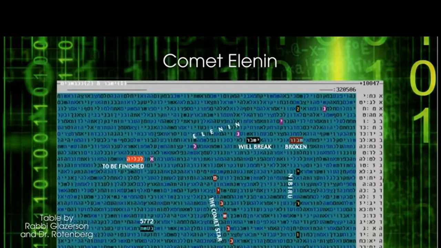Rotenberg. They did this table. It had the word Elenin in the table. It says, "to be finished in 5772," which is 2012. "Nibiru will break, broken, the comet star," and then kind of ominously down in the lower left corner, in the plain text, it says, "in the end of days." Unbelievable.